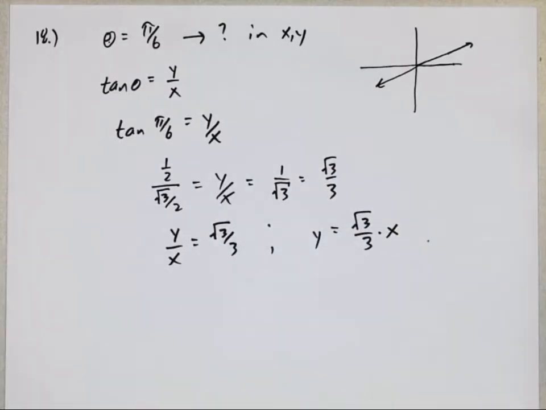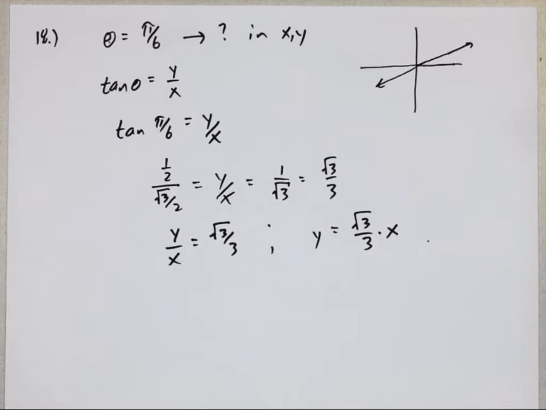So this equation is y equals square root of 3 over 3 times x. This actually is the equation of a straight line. Turns out we have a slope of square root of 3 over 3. So that's the equation.